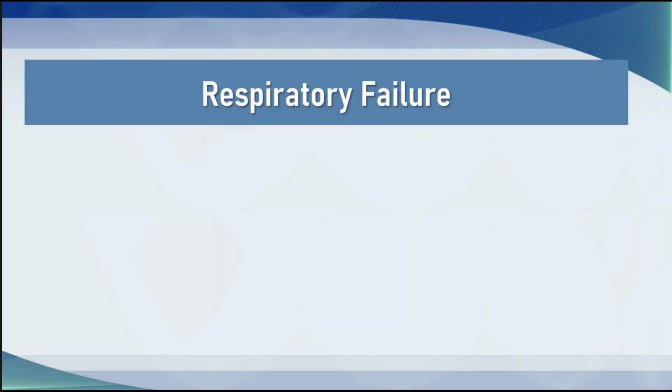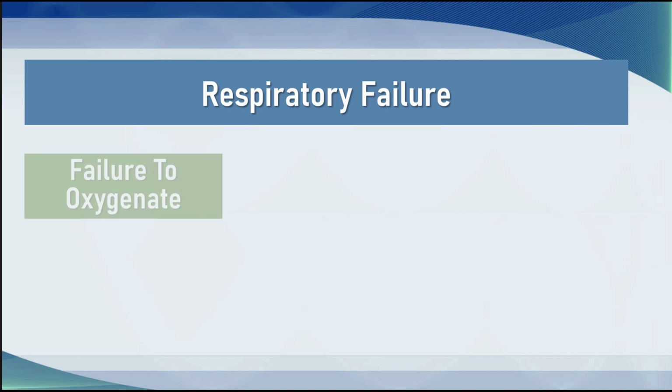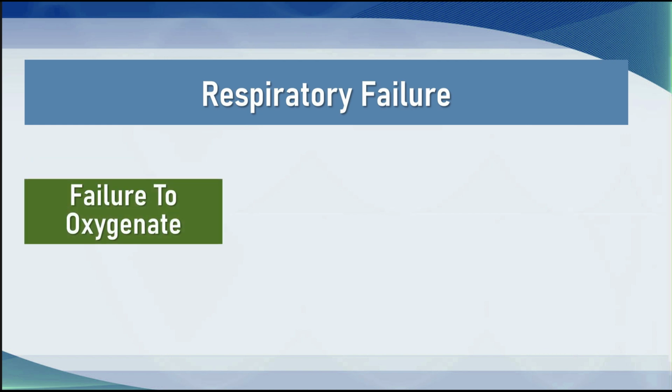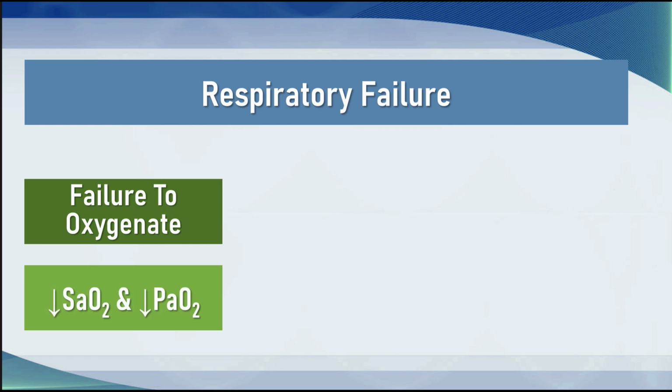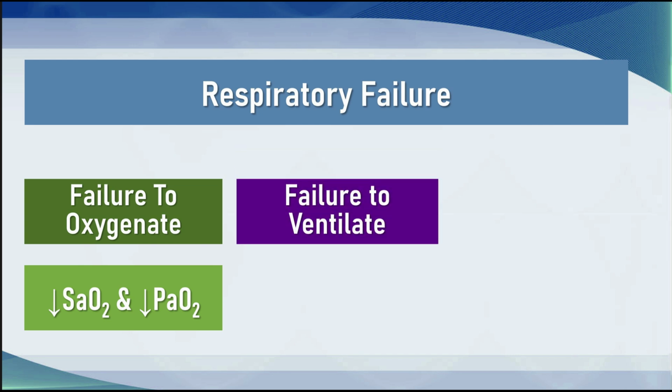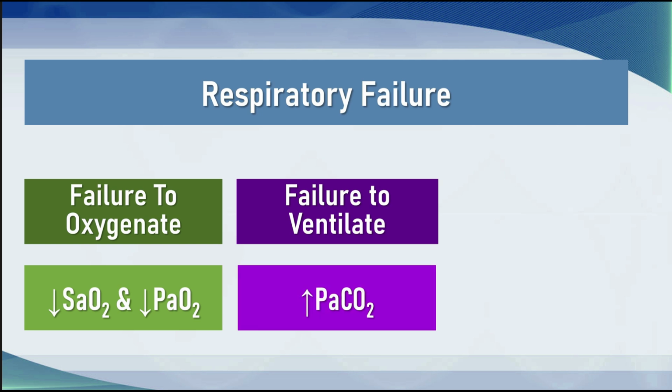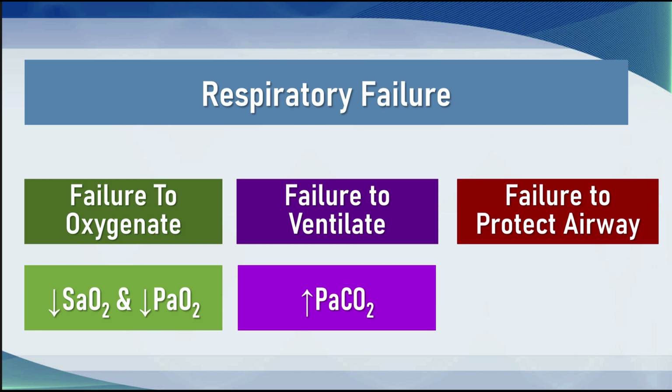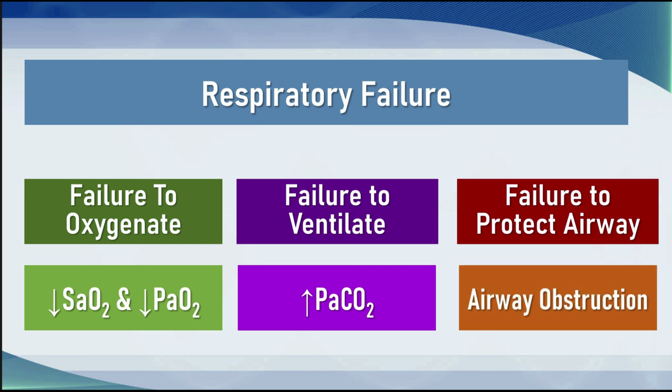When we talk about respiratory failure, the term is really describing one of 3 processes that can occur simultaneously. The first is failure to oxygenate, characterized by reduced partial pressure of oxygen in the blood or reduced oxyhemoglobin saturation. The second is failure to ventilate, and that's characterized by a raised partial pressure of carbon dioxide in the blood. The third is failure to protect the airway, characterized by airway obstruction. This is most commonly seen in coma or fall in the level of consciousness.